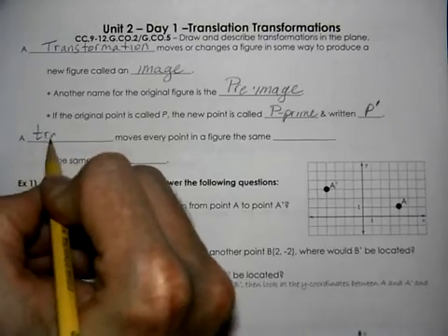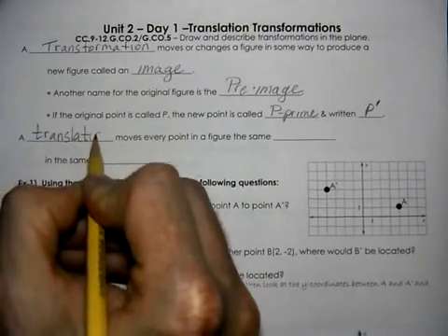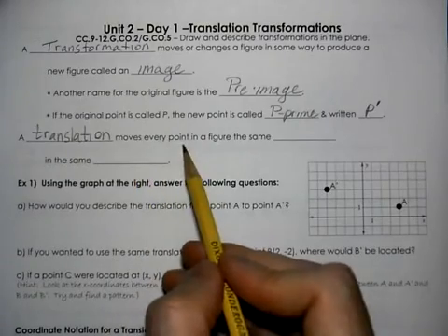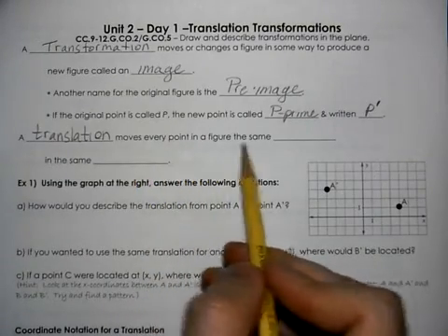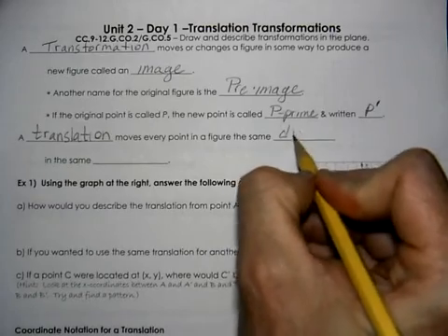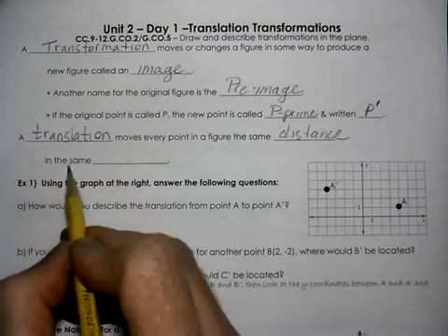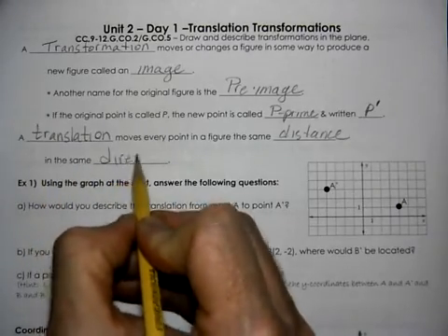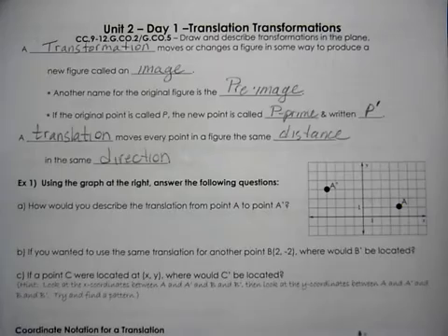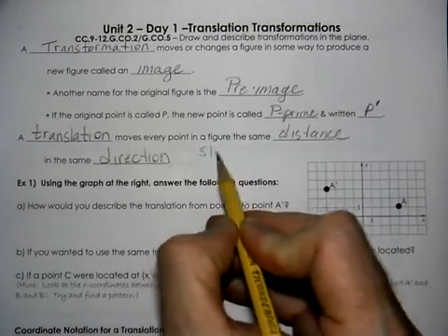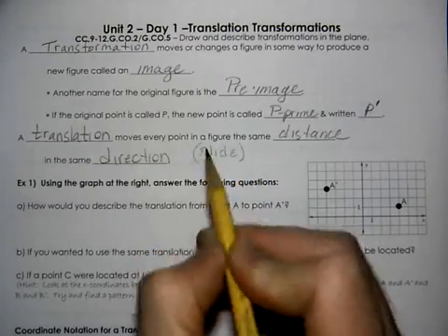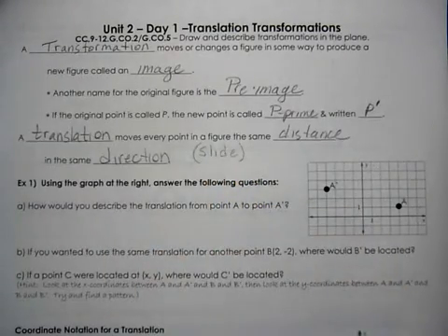A translation moves every figure, every point in the figure, the same distance and also in the same direction. So a translation is going to be considered a slide. We're going to take the figure, slide it over an X distance and a Y distance, and it gives it a new location called the image.